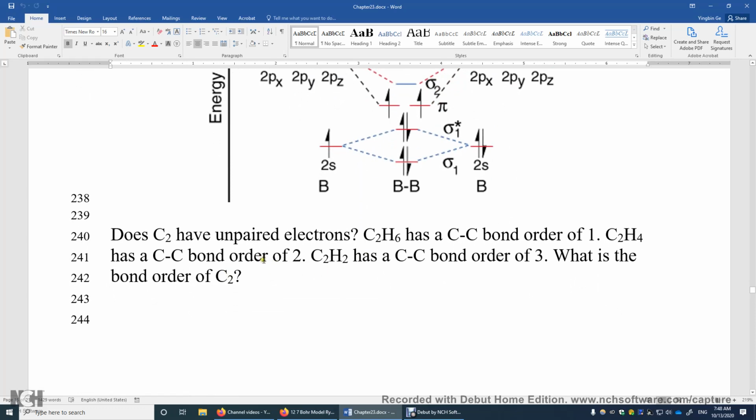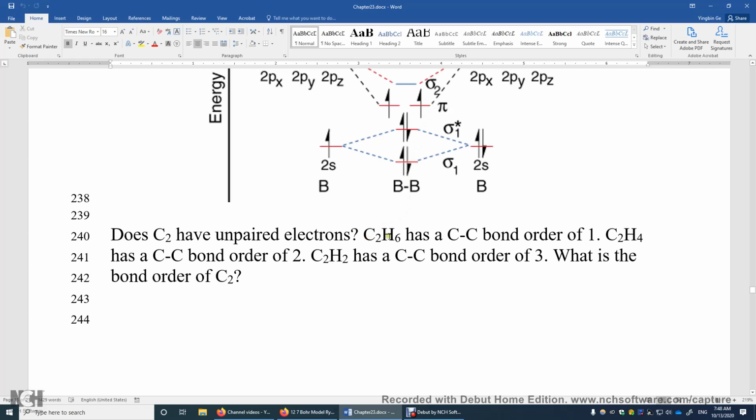This is a tricky question. Does carbon-2 have unpaired electrons? No. Okay, so when you have carbon-2, you have 4 electrons in these 2 orbitals. So 2 paired electrons here, 2 paired electrons here. 1 alpha, 1 beta here, 1 alpha, 1 beta here.